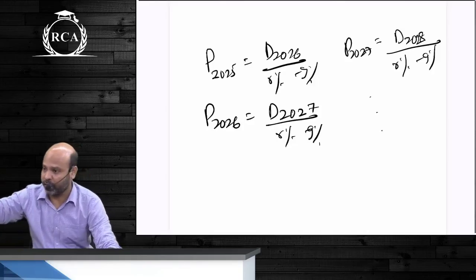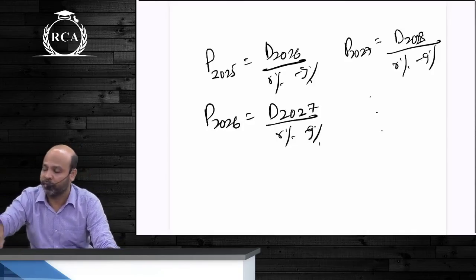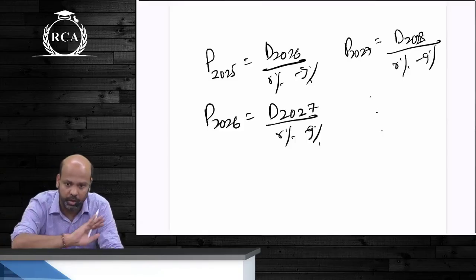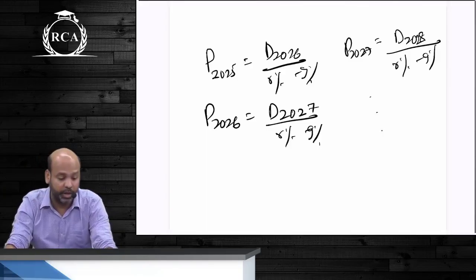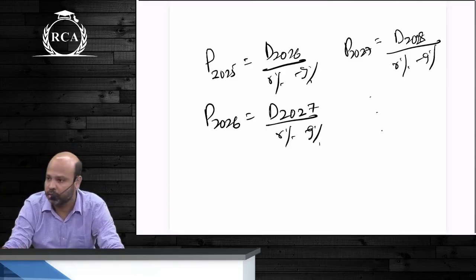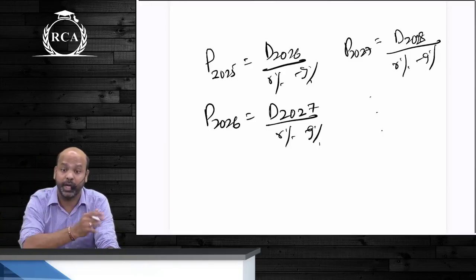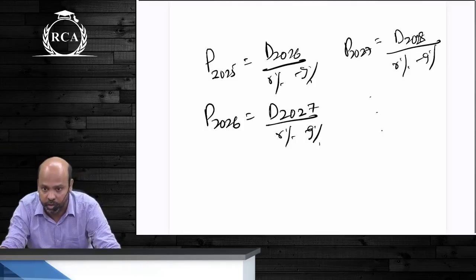Sir, can we do it at the end of 5th year? Happily karo beta, no problem. Can we do it at the end of 6th year? Happily do it. Once the growth rate is constant, you compute price using that formula, guys, at the end of any year, चलेगा. But I cannot do it before that 4th year period because the growth rate is not constant.